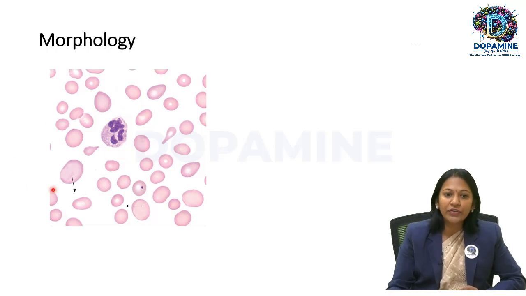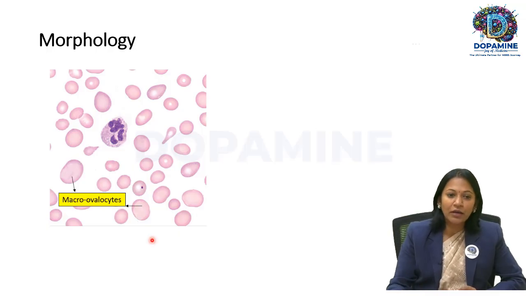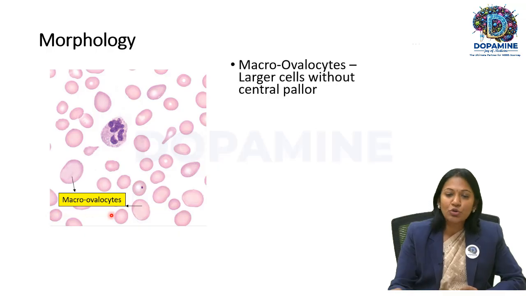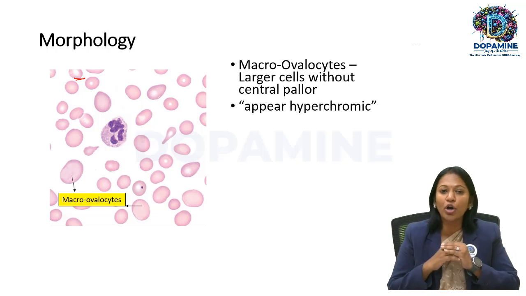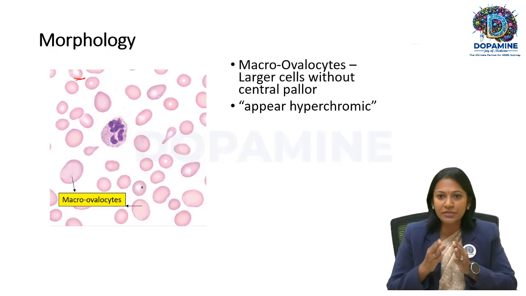And what you see here are the bigger cells, the macrocytes. They are the macro-ovalocytes. Macro-ovalocytes are basically larger cells without the central pallor. Normal cells will have the central pallor, whereas macro-ovalocytes are cells without the central pallor. Here you can see the central pallor in this particular cell, whereas here it is not there. So they are the macro-ovalocytes. They appear hyperchromic, whereas in reality they are normochromic, because chromasia is based on hemoglobin. Here hemoglobin synthesis is normal.